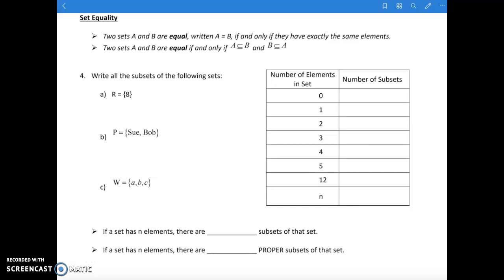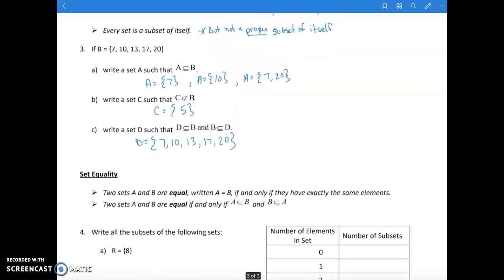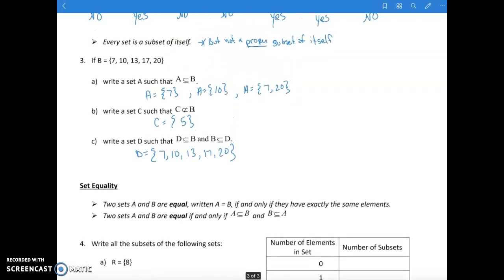Now that we've defined subsets and practiced writing a few subsets, we want to explore the idea of how many subsets a set can possibly have. Earlier, when we were talking about this set B, I wrote three different subsets of that set, and I said you could continue and write many, many more. So how would we know how many subsets of that set actually exist?